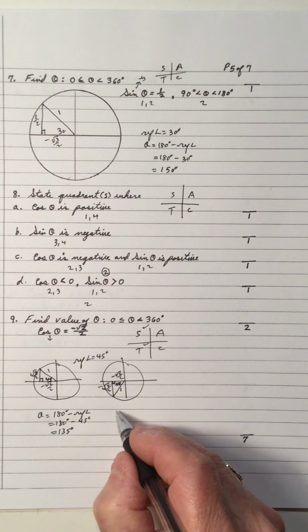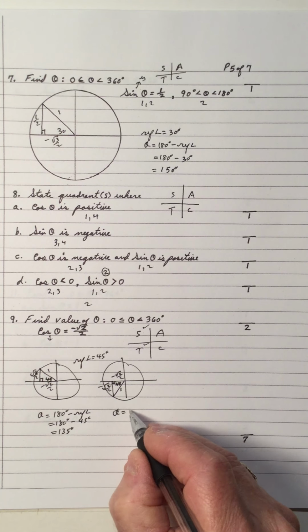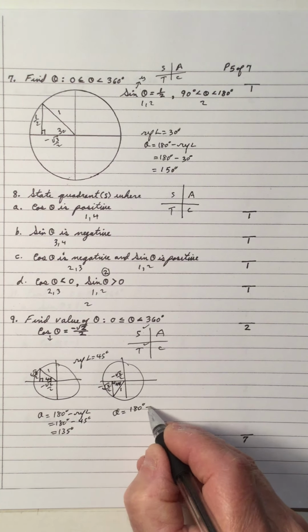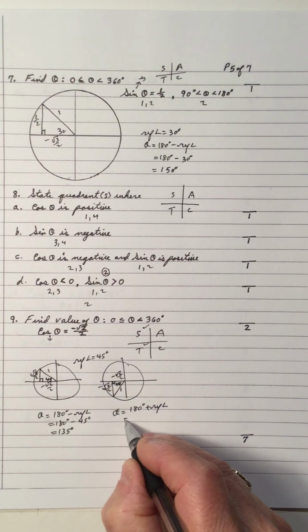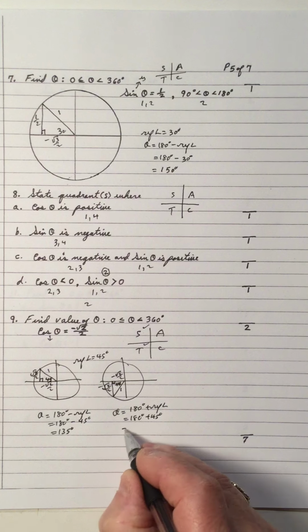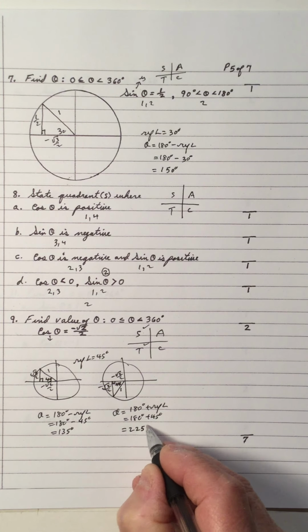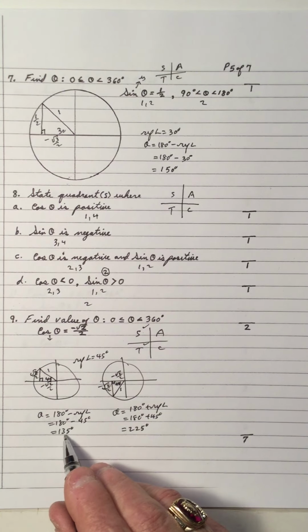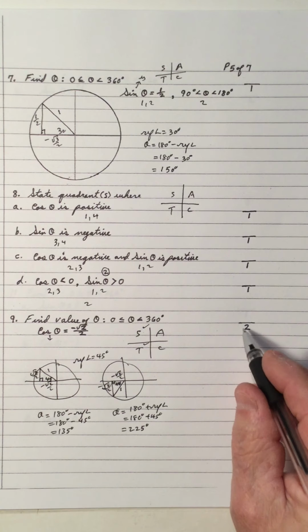And in the third quadrant, theta is 180 plus the reference angle. So it's 180 plus the 45. And that's 225. Again, if you have 135 and 225, give yourself 2 marks.